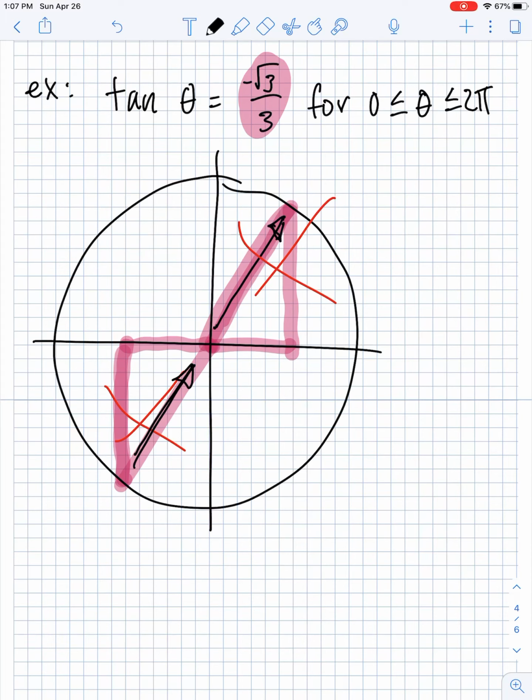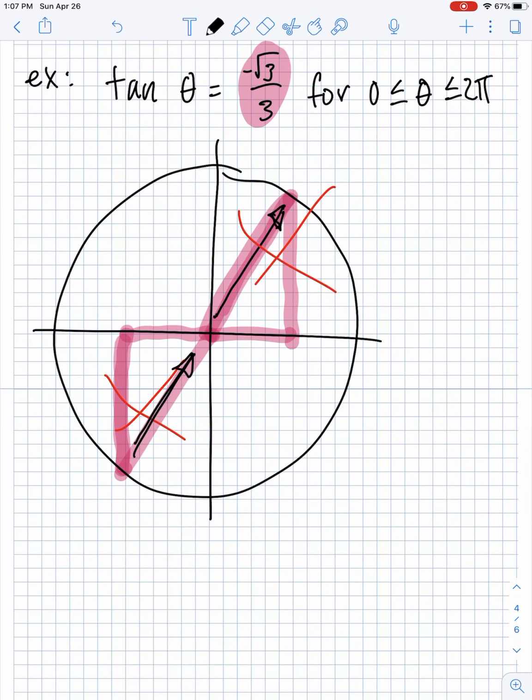Now, negative root 3 over 3, that means there's a 30, 60, 90 that fits into this. So it's either where the reference angle is 60 or the reference angle is 30. You could try both of them. Let's just try one of them and see what happens. Let's say that you did a reference angle of 30 degrees, which looks something like this.